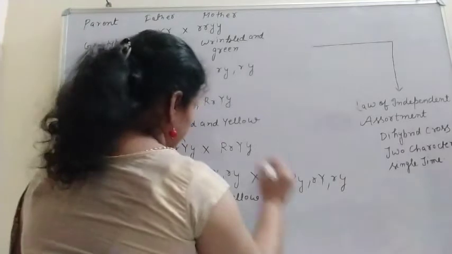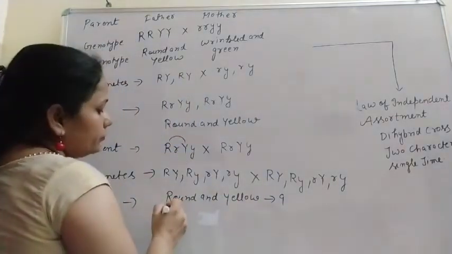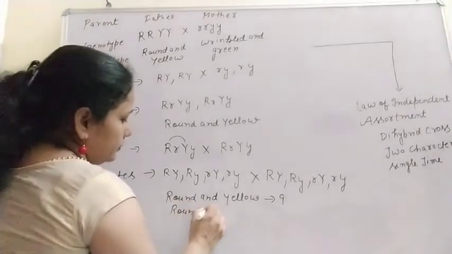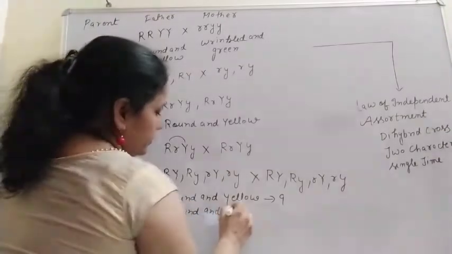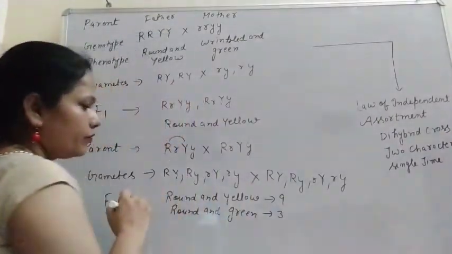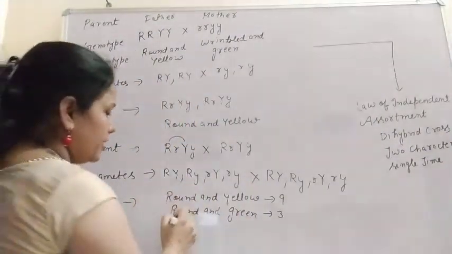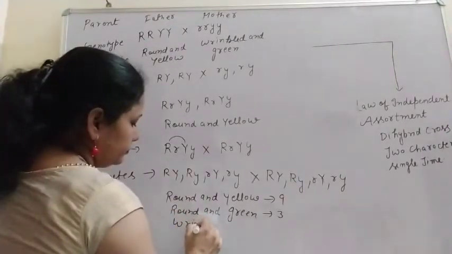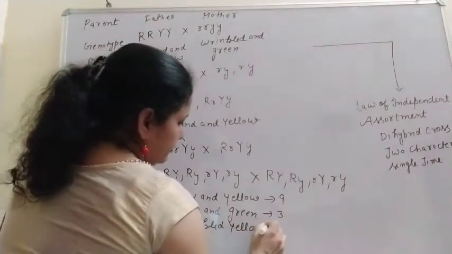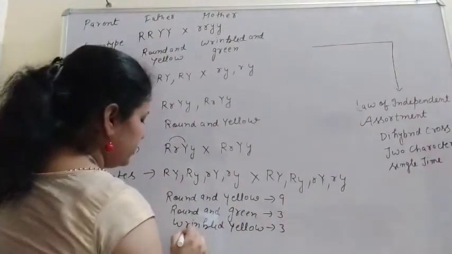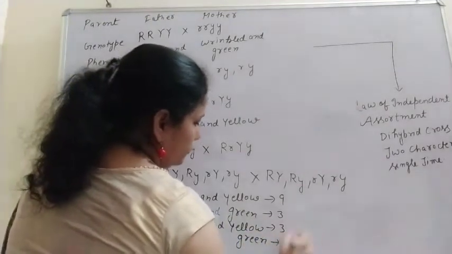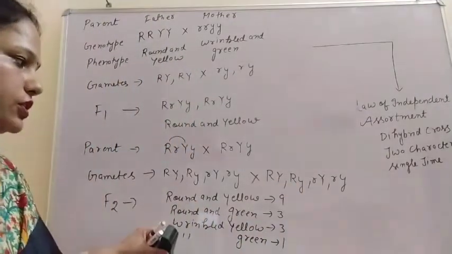How many? 9. Okay, so then round and green, these are the 3. And the wrinkled yellow, these are also the 3, but the wrinkled green, that is only 1. And how did we get this ratio?